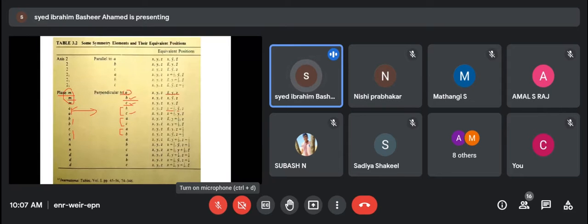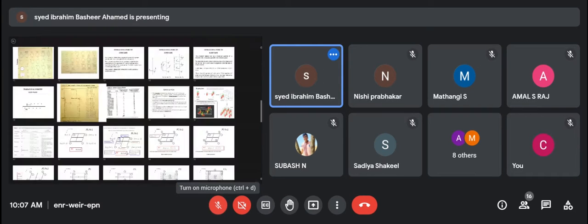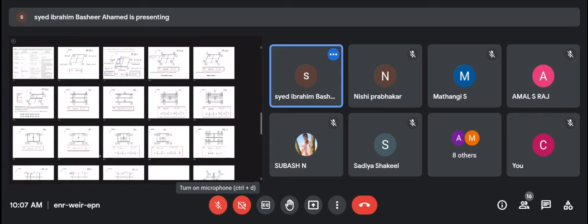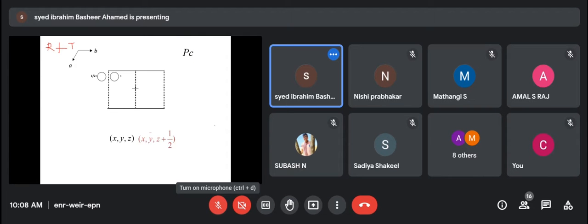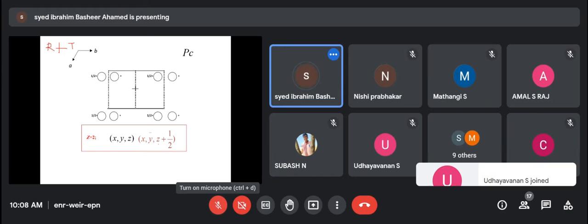Just remember this table. If you remember this table, you will be able to write very easily. So this will be PC. So you have XYZ. For this molecule, X, Y bar, Z plus half. So the number of molecules in the asymmetric unit is 2 molecules.